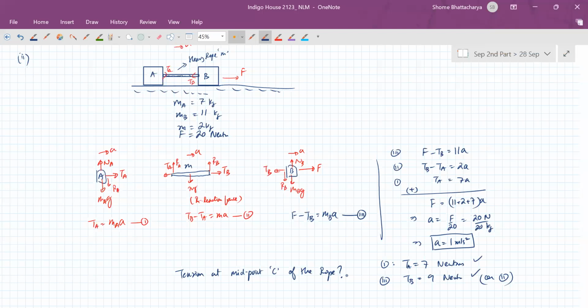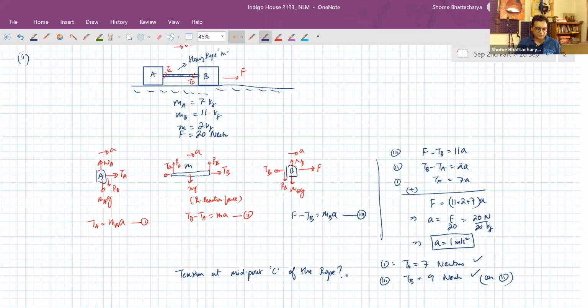Sir, we are yet about to find tension at C, no? Yes, that we have to do. But I had given you the value in case you tried it yourself. The value will come out to be 8 newtons. I will show you the method, but try it yourself if you finish this.